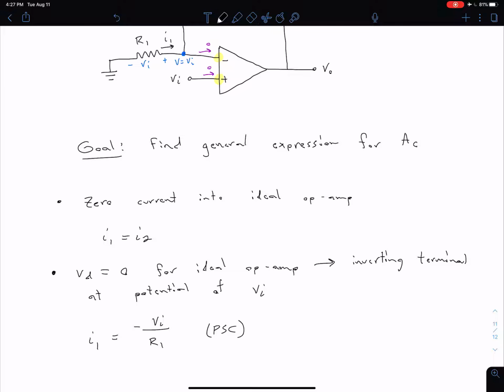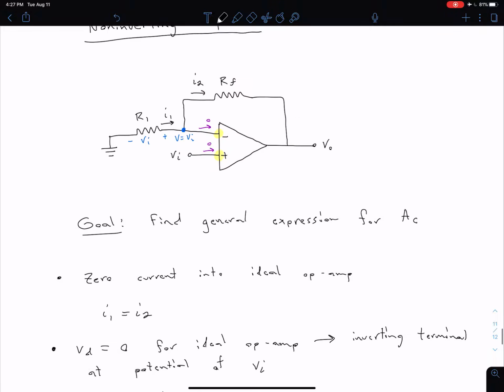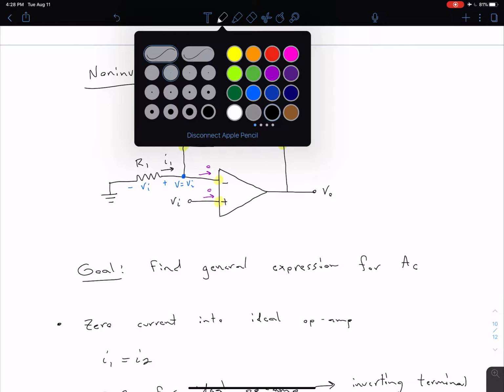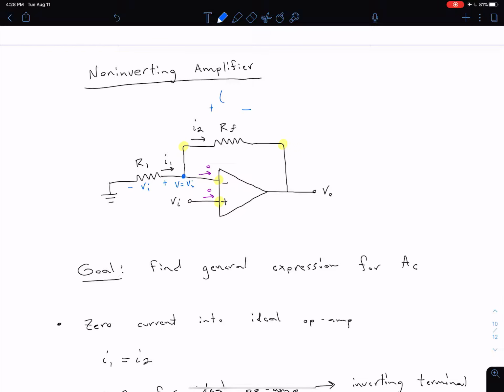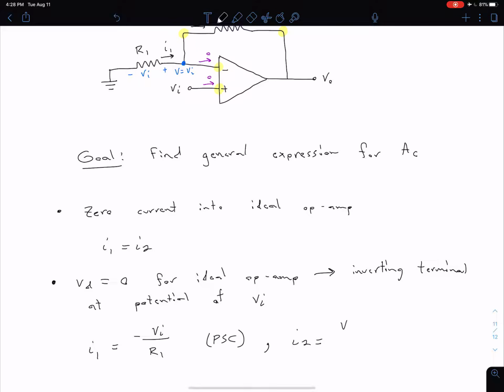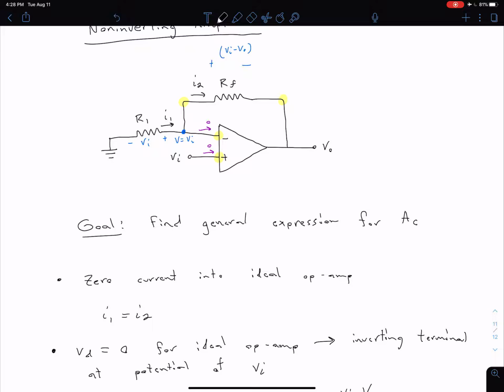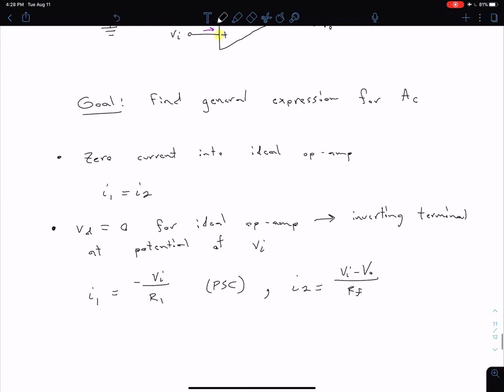So now let's look at an expression for our I2. So our I2 is going to be equal to, so over here on the left side of our resistor, over here we have a potential of VI. Over here we have a potential of V0. So the potential across this resistor is just going to be the quantity of VI minus V0 with polarity as drawn below. So what we can say is that our I2 is equal to that voltage VI minus V0 divided by RF, our feedback resistor. And so of course in this case our current is going through a reference voltage drop, so we do not need to include the negative sign from our passive sign convention.